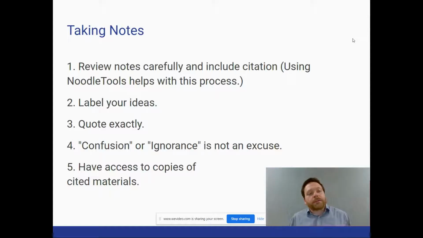So, first, review notes carefully and include citations. As you're writing your paper, it's really important. You can use Noodle tools to help you do this. But what's really important here is that you've separated number one and number two. And that means separating your ideas from the ideas of those authors and those critics. If that's very, very clear in your paper, then you're in good shape.